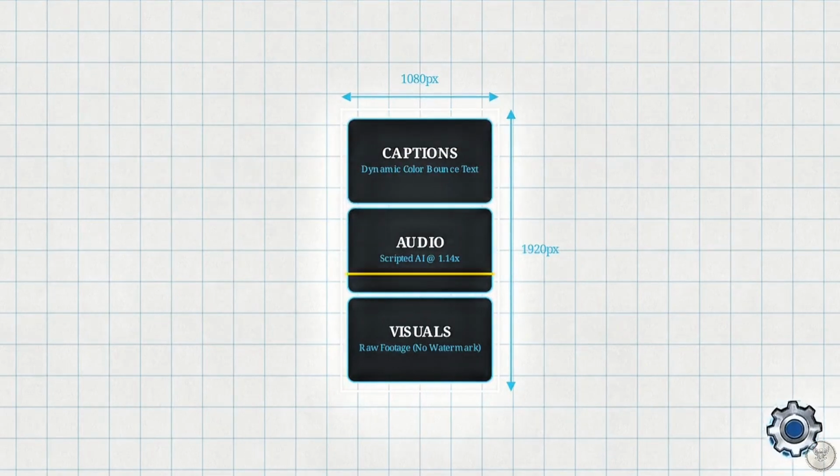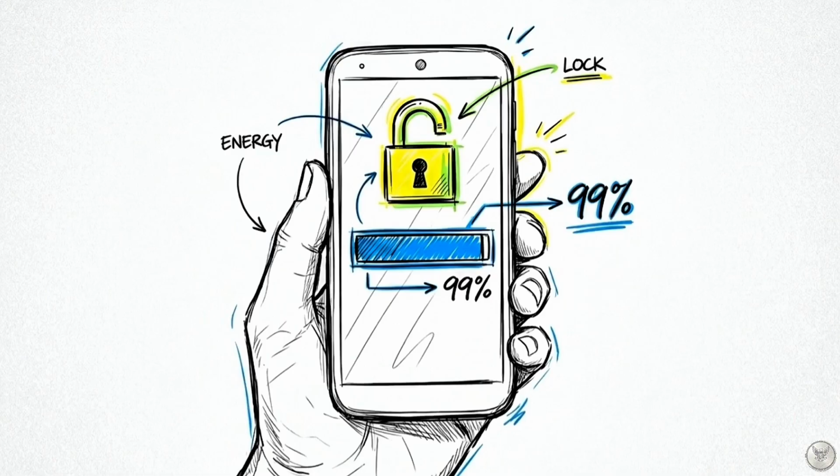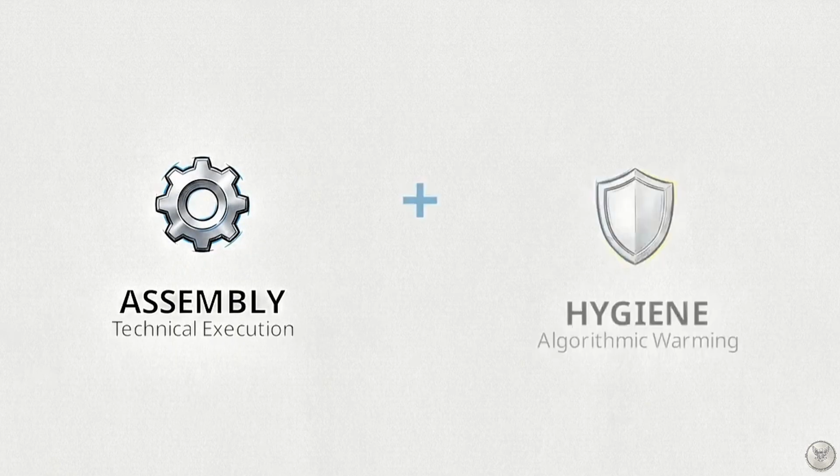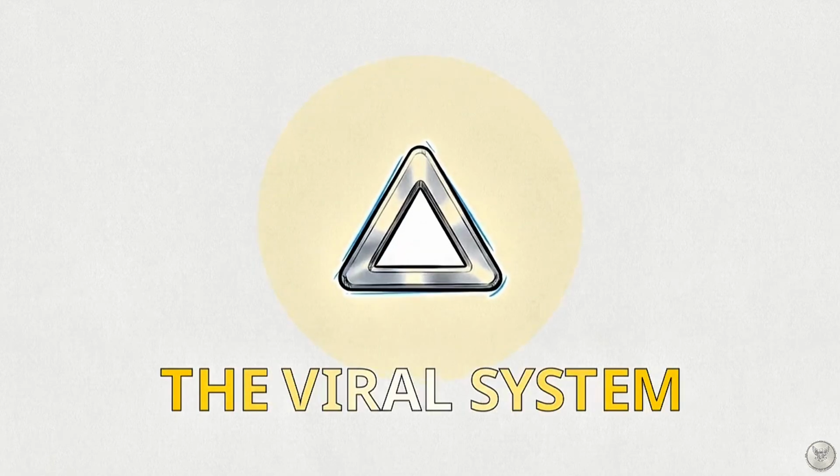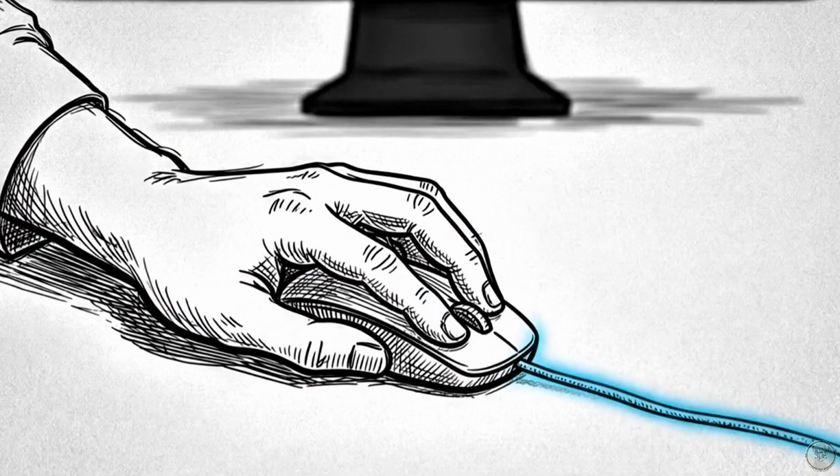To bypass that filter, we are going to engineer a short from the ground up and then upload it using a very specific mobile protocol. Hitting viral scale relies on exact technical execution during assembly and strict algorithmic hygiene when you post. Let's build the system. Step 1 is sourcing your raw material.